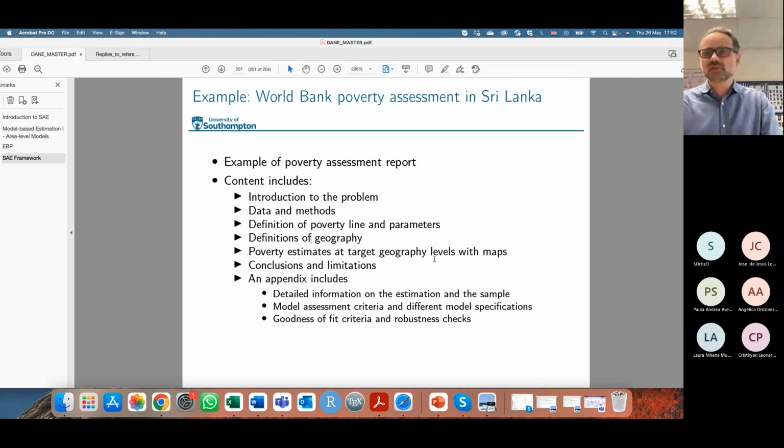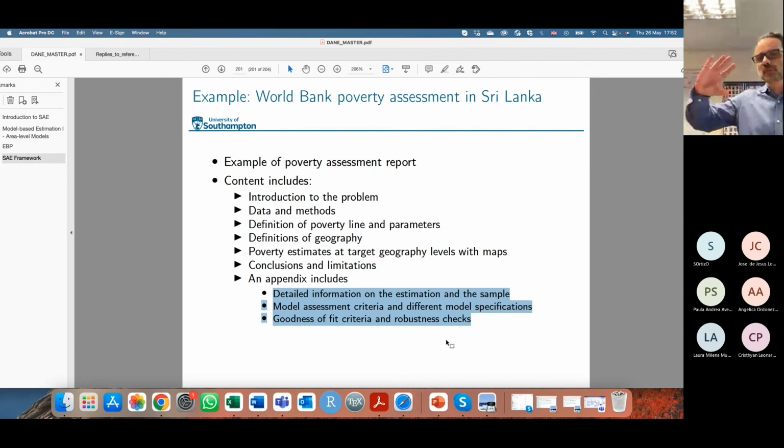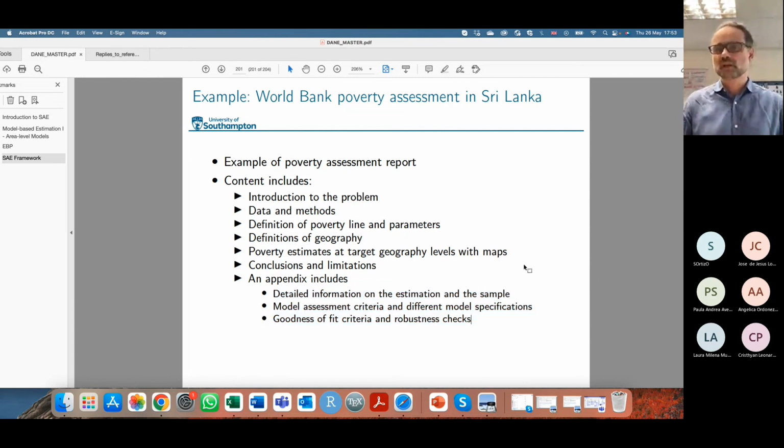Poverty estimates at the target geography with maps, conclusions and limitations, and what normally, in this example from the World Bank, the appendix includes is detailed information. So the detailed information on the estimation, the sample, goodness of fit, model assessment criteria, different model specifications, robustness checks, potentially cross-validation, if you use cross-validation to verify your predictions. All of these things are included in an appendix because this information is relevant, but maybe the people who read the report may not be interested in all the technical detail. But the technical detail is important and has somehow to be included in an appendix.